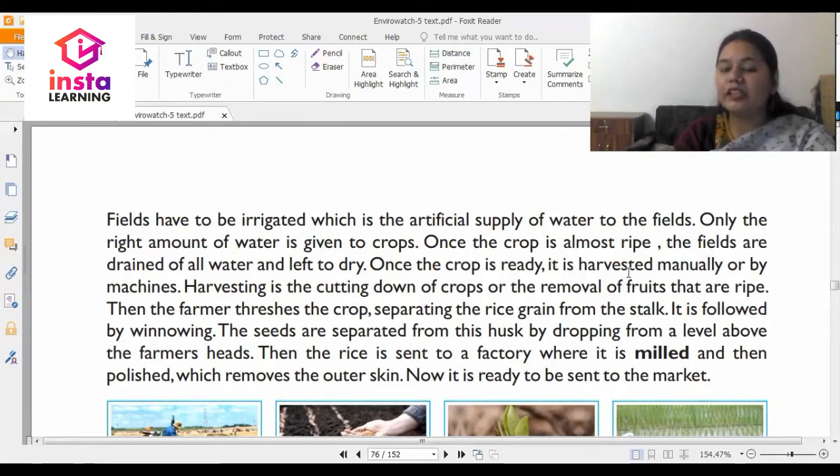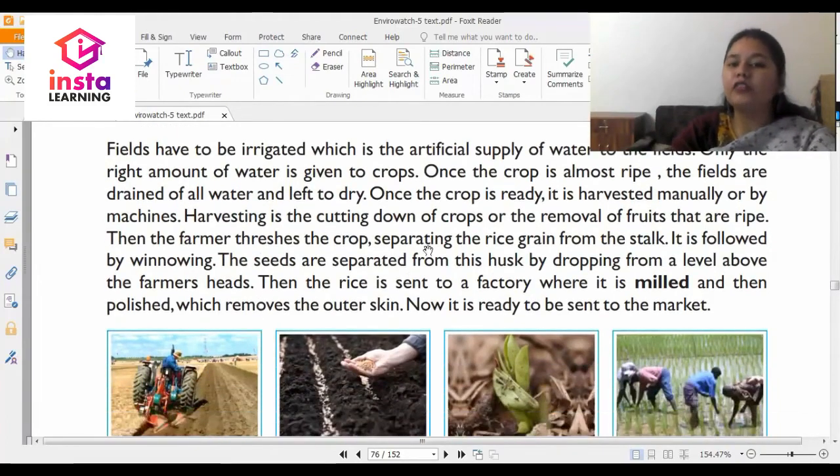Once the crop is ready, it is harvested manually or by machine. So it is now cut so that it can be sold. Harvesting is the cutting down of crops or removal of fruits that are ripe. The farmer then threshes the crop, separating the rice grain from the stalk. It is followed by winnowing. Winnowing is basically the act of separating unwanted things or the dust from the crop. The seeds are separated from the husk by dropping them from a level above the farmer's head, and they generally use a kind of jute tray for this.